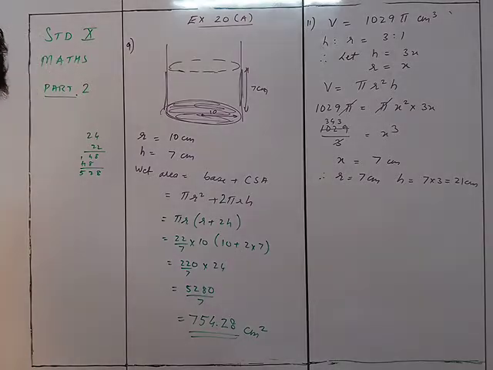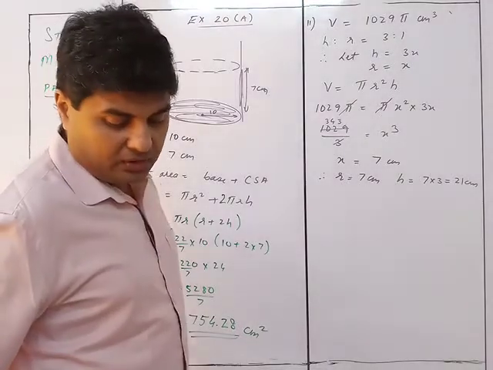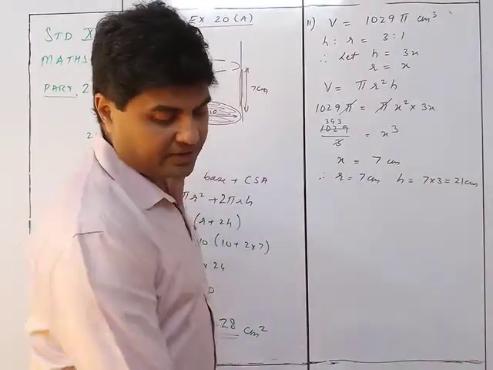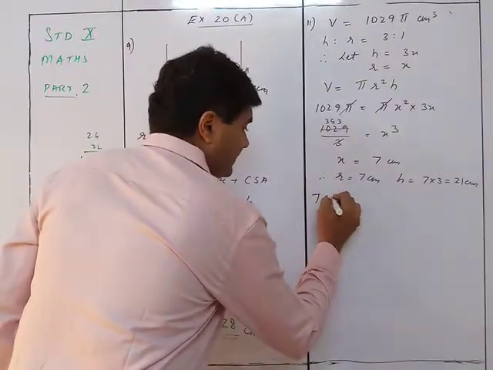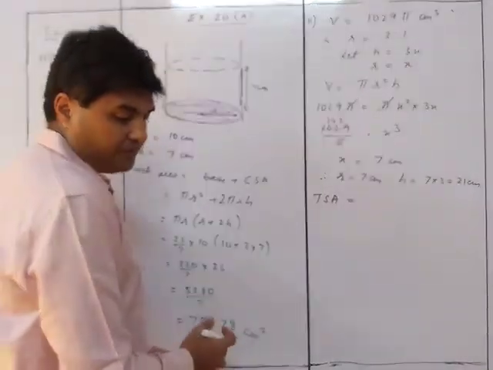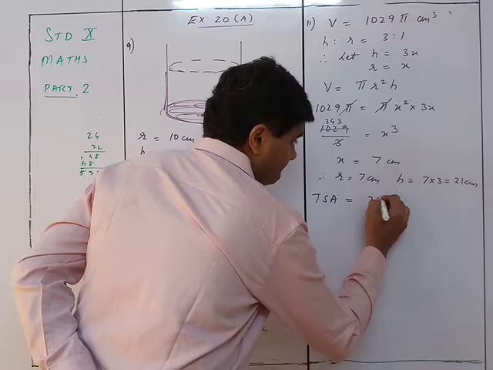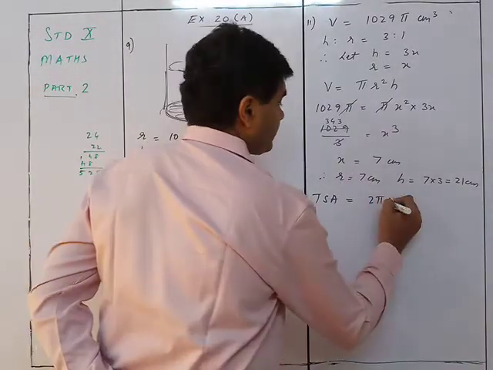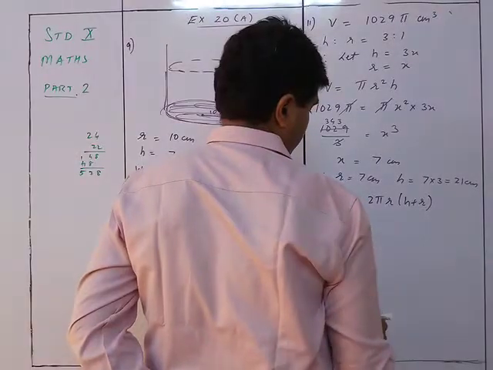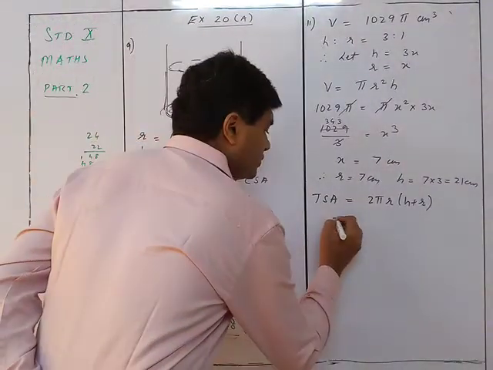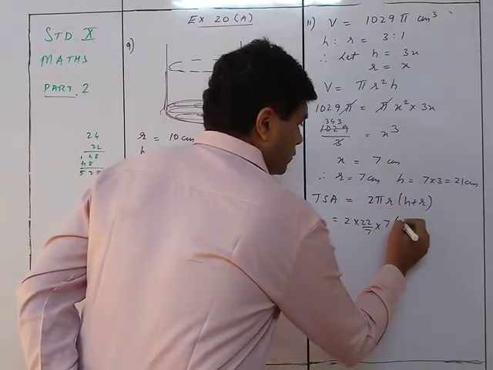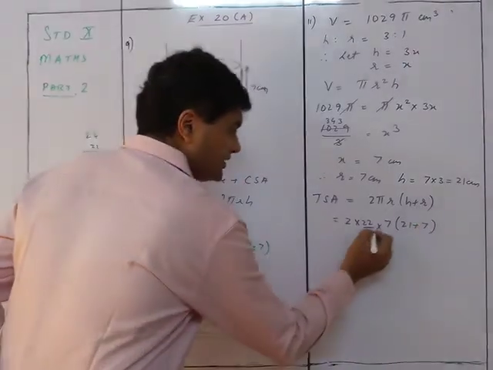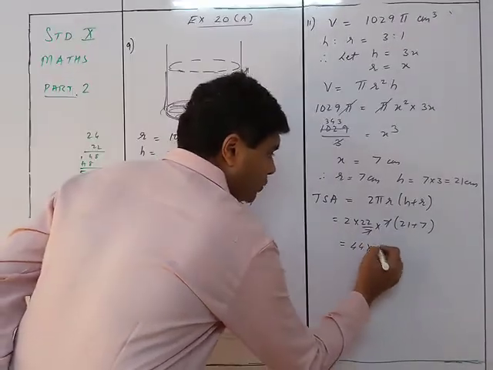Okay, so that is the first part, that we are knowing the radius and the height. Now we need to find out the total surface area of the cylinder. So we'll first write the formula. Total surface area of the cylinder is given as 2 pi r, h plus r. So this gives me 2 into 22 upon 7 into r is 7 into 21 plus 7. 7 cancels. It's 44 into 28.